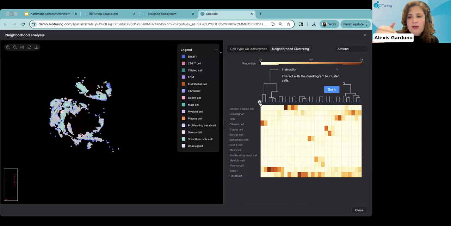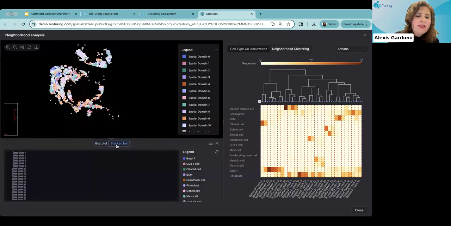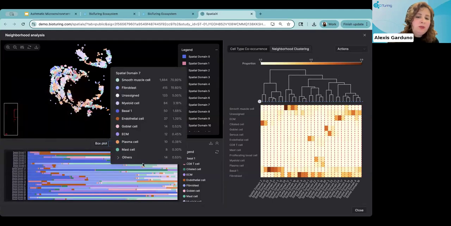The lower you go within the actual intensity heat map, the more granularity you'll see on the actual samples. So you'll see a lot of different spatial domains, and we can look at that through a stacked bar. So we can see, okay, we have these different spatial domains. What are the proportions of these different neighborhood cells within the tissue?